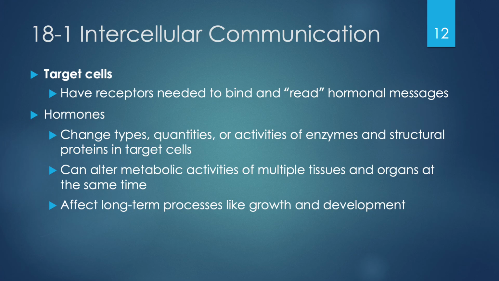Hormones are able to change the types, the quantities, or the activities of enzymes and structural proteins in target cells. That means they can change the structure of a cell. For example, that can affect the permeability of a plasma membrane, or it can affect specific activities in the cell, ranging from metabolic activities to something like transcription. All of these things can affect multiple tissues and organs at the same time, because since the hormones are in the bloodstream, they're able to affect lots of different cells simultaneously. And this will affect long-term processes like growth and development.